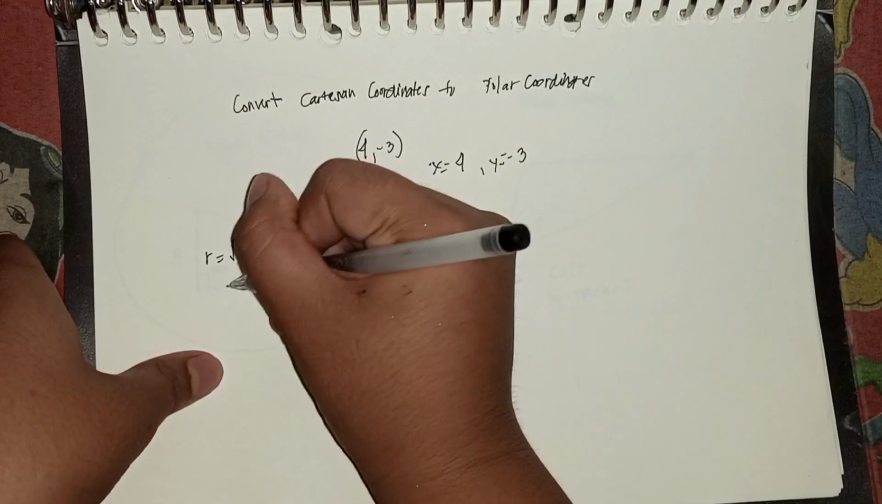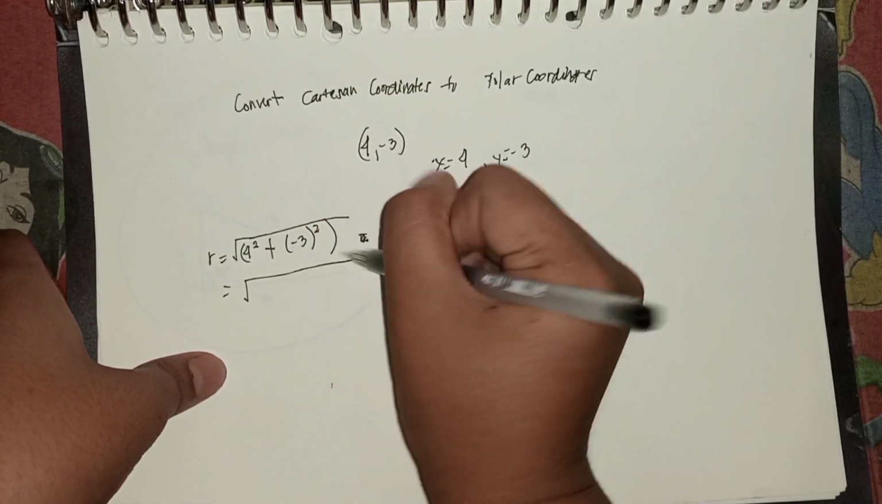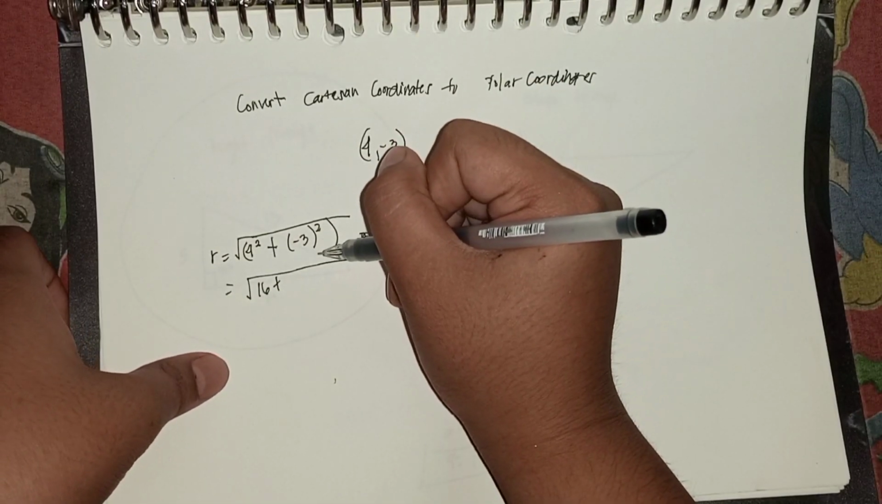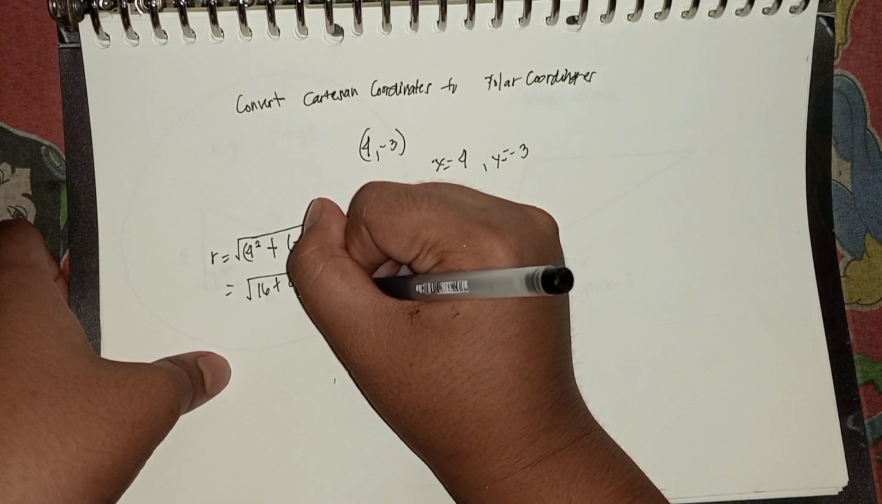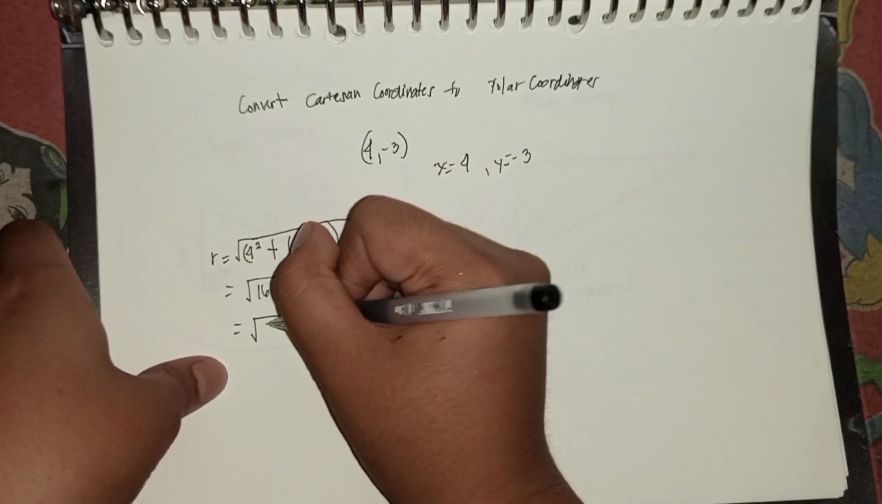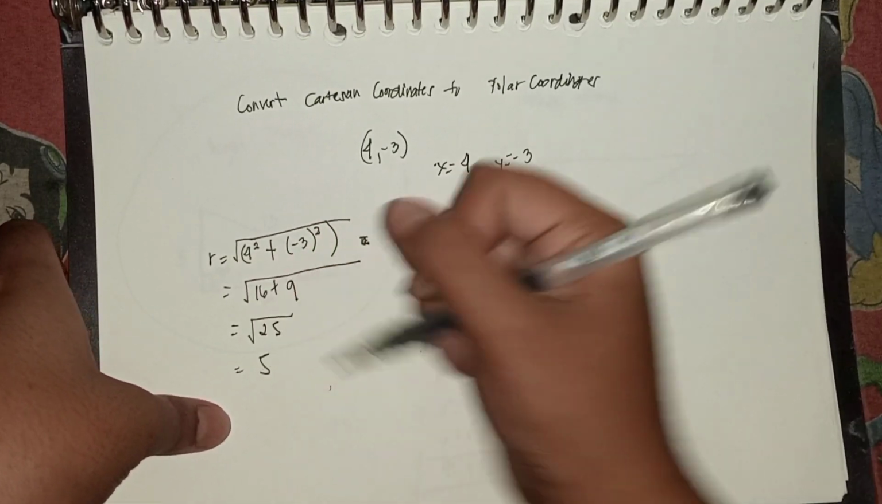This will be here: the square root of 4 to the power of 2, which is 16, plus (-3) to the power of 2, which is 9. The square root of 16 plus 9 is equal to 25. So the square root of 25 is equal to 5.